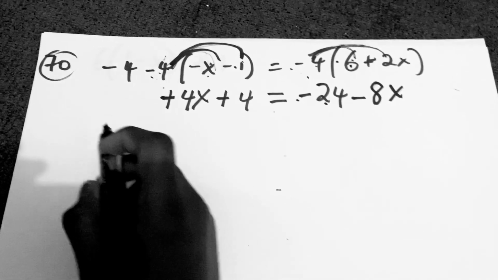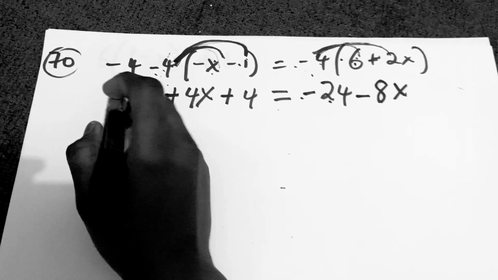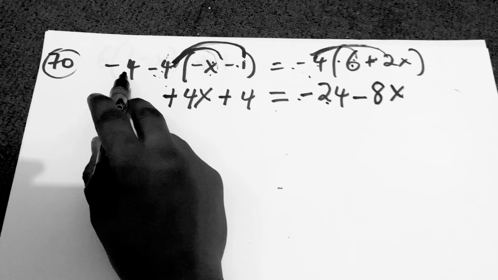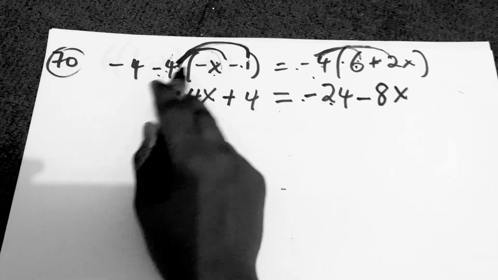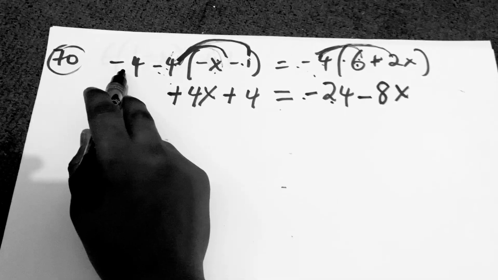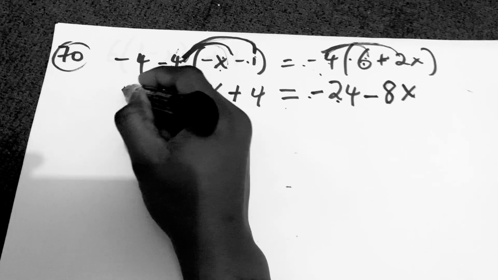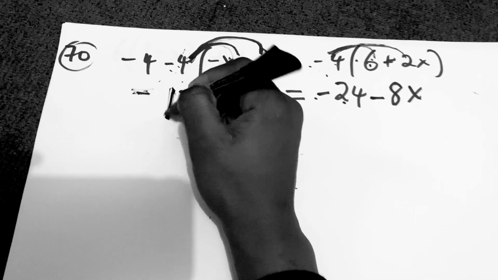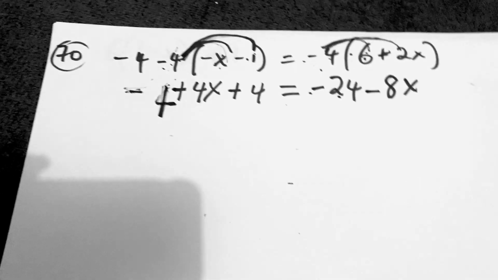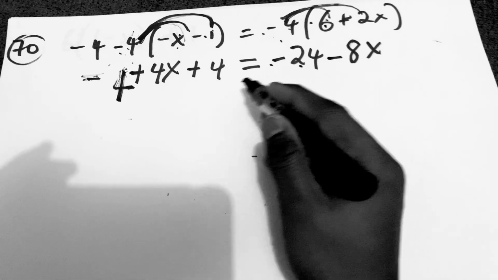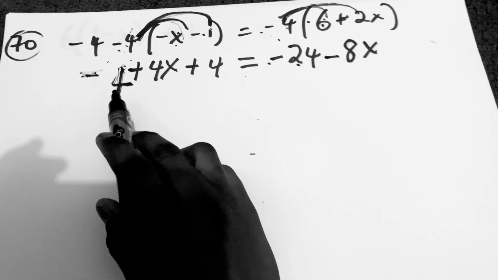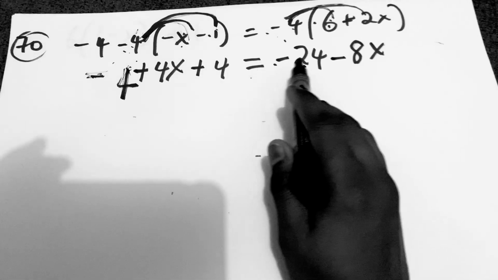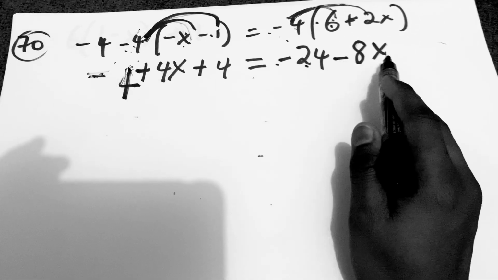Okay? Now, what happens to the negative 4? This negative 4, I didn't touch it. It's not part of the multiplication. I didn't touch it. I need to bring it back. You need to put everything in consideration. Nothing is left behind. Sorry, my marker is disturbing. So, negative 4 plus 4x plus 4 equals negative 24 minus 8x.